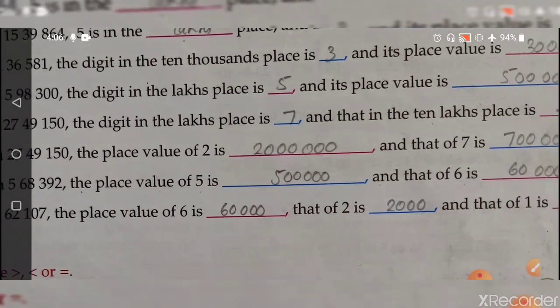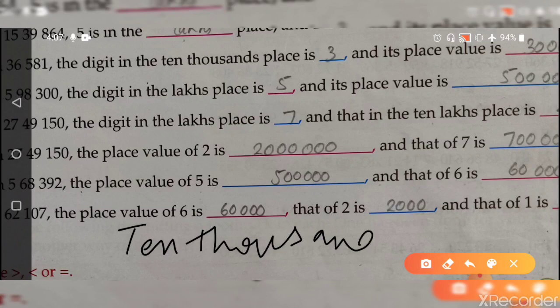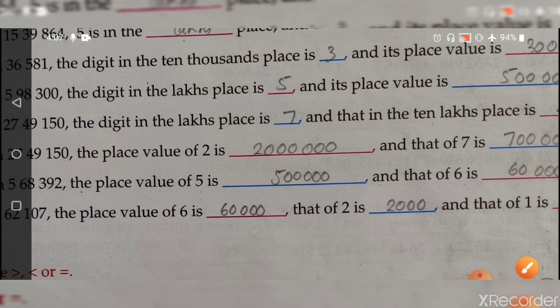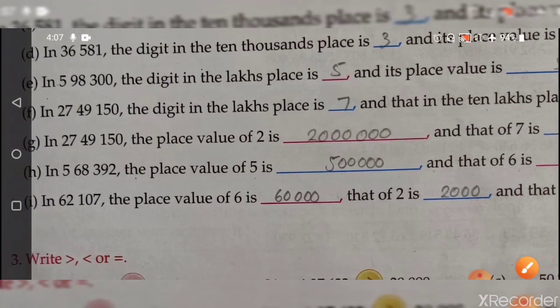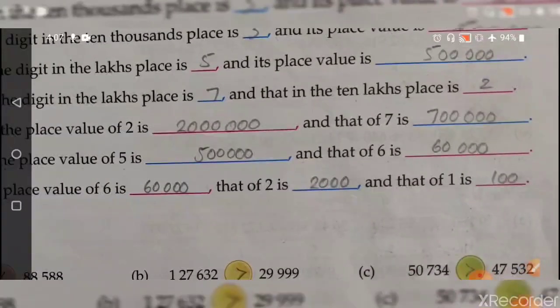So at 10 lakh the number is 2. Similarly, coming to the last one, 62,107. The place value of 6 is 60,000. But if they would have asked what is the place of 6, we'll write 10,000. So this is the difference between place and place value. If they are asking place, we have to write in spellings, but if they are asking place value, we have to write the numerics. So in 62,107, the place value of 6 is 60,000 and that of 2 is 2,000 and that of 1 is 100.